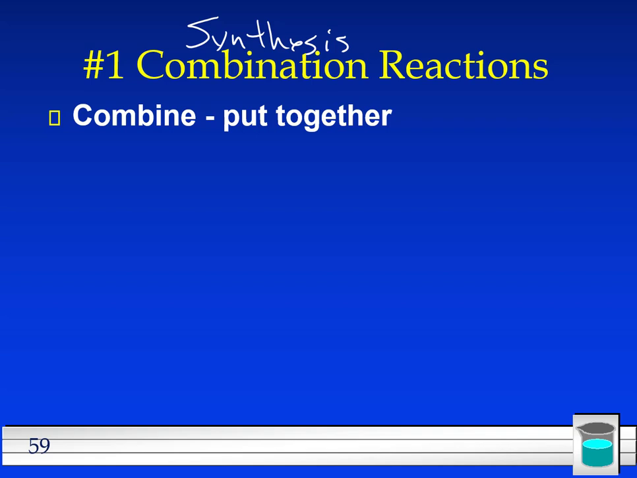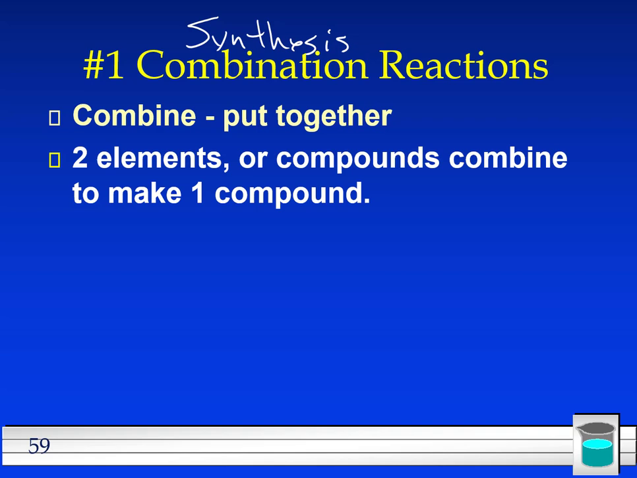So combining means take 2 things and put them together. So that means I got 2 things when I start. They could be elements, they could be compounds. And when I'm done, I only have 1 product. Because if I combine things, I should have only 1 thing when I'm done.